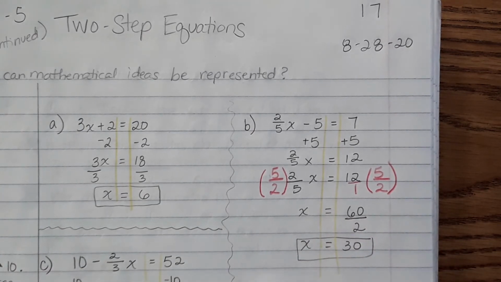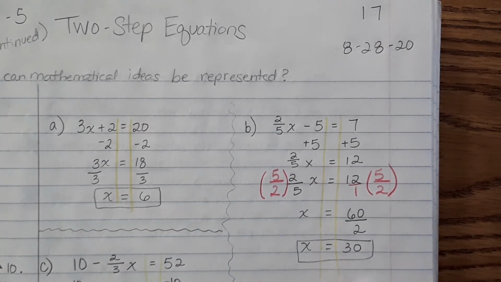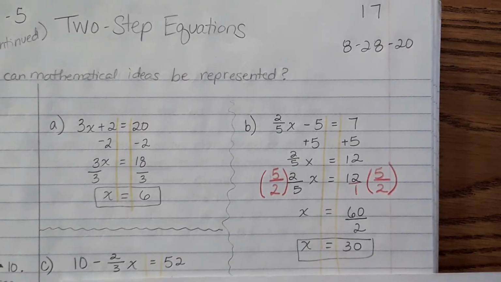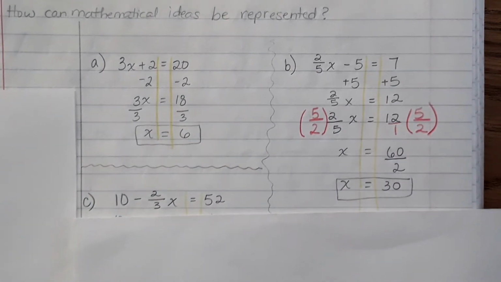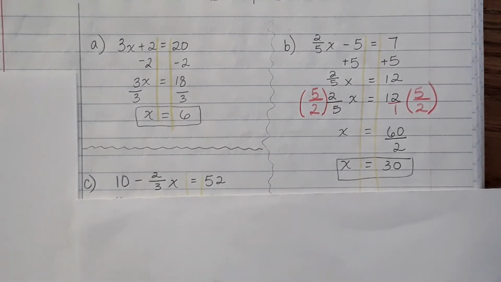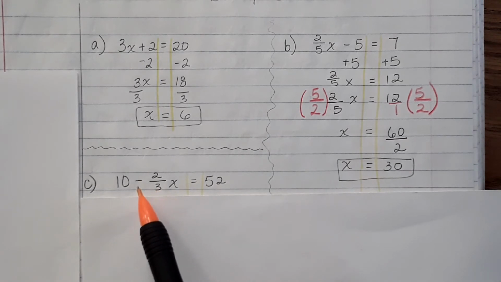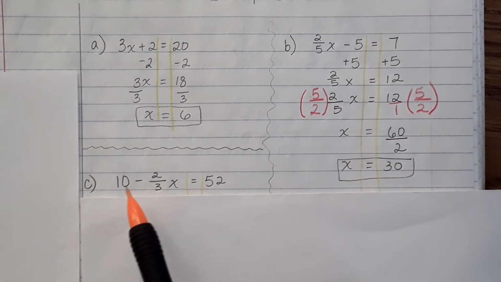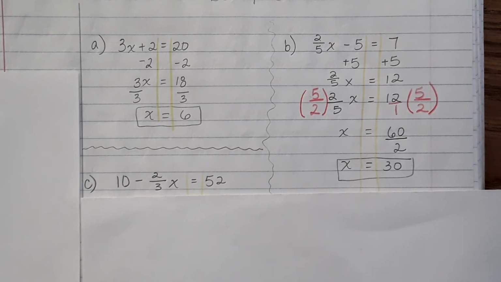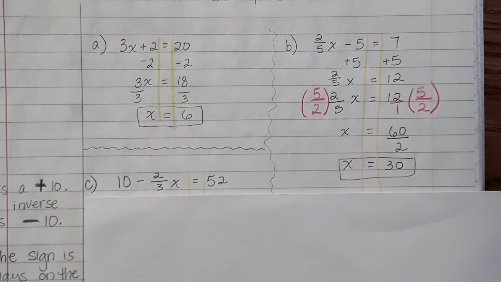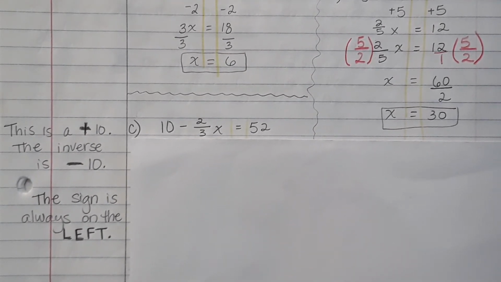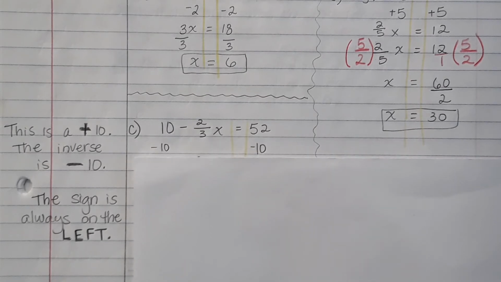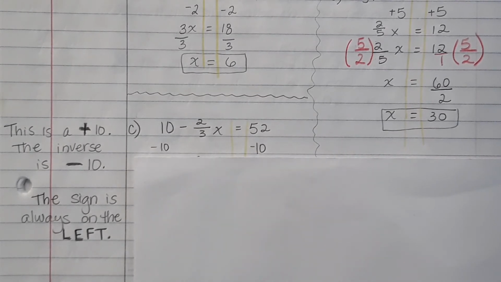One more example like this. I have the equation, example C, 10 minus 2/3 x equals 52. What's being done to x? Well, the first thing is multiply by negative 2/3. Remember the signs on the left. And then add 10. I know it's adding 10 because this is a positive 10. Therefore, the inverse is to add a negative or subtract 10. Remember, negative and minus are the same thing.